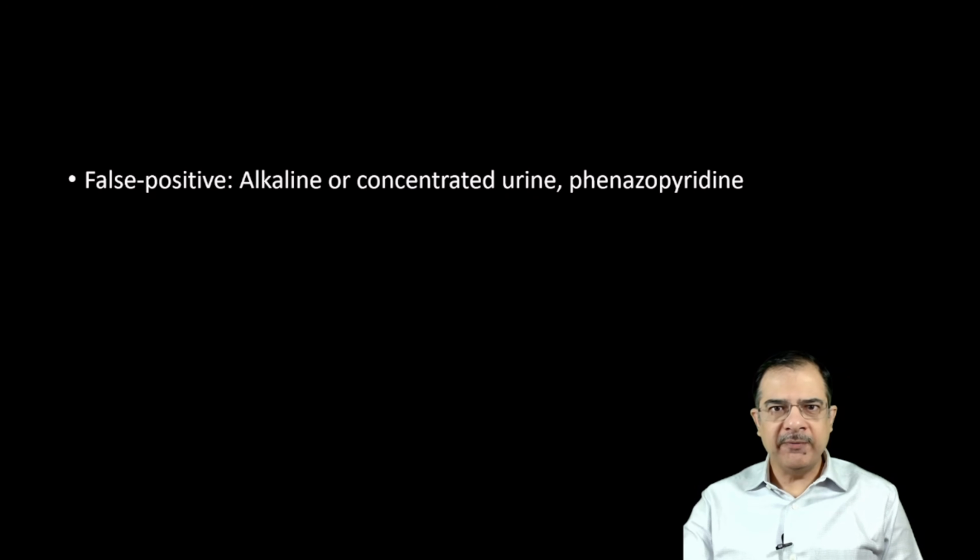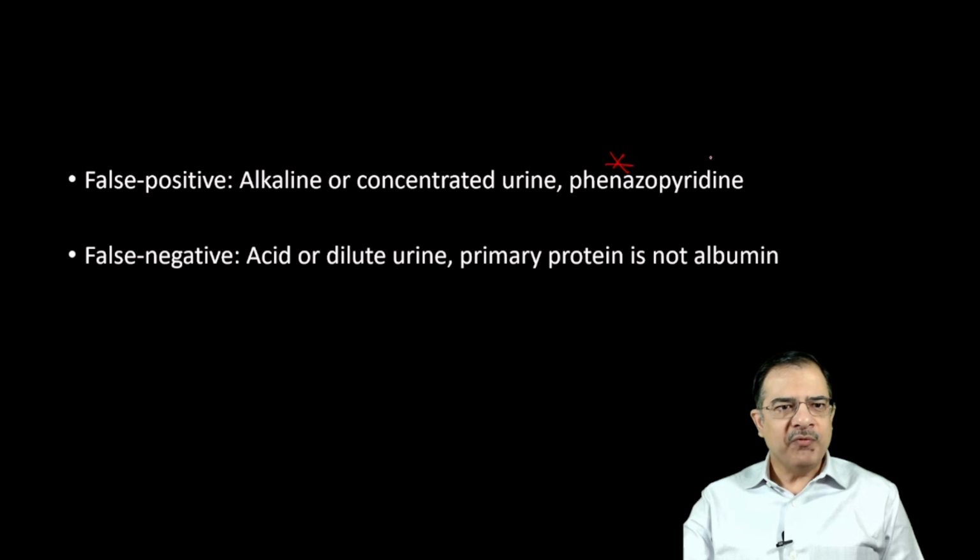Now, false positive proteinuria can be seen in concentrated urine or alkaline urine, or because of the ingestion of the drug which we usually give for the UTIs. False negative can be acid urine or a diluted urine, and when the primary protein is not albumin, then it can be falsely negative. Also, in some cases of microalbuminuria, it can be negative.